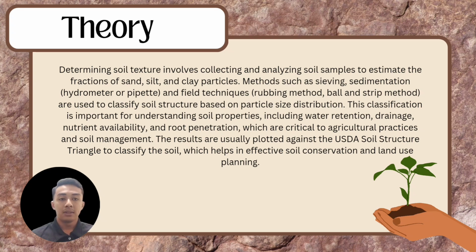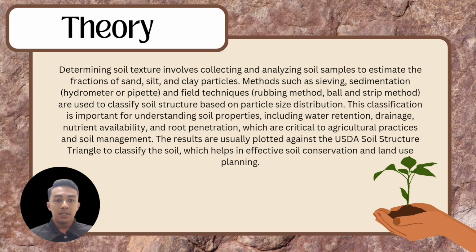The theory of basic requirement of analysis are: determining soil structure involves collecting and analyzing soil samples to estimate the fractions of sand, silt, and clay particles. Methods such as sieving, sedimentation, such as hydrometer or pipette, and field techniques such as the rubbing method and ball and strip method are used to classify soil structure based on the particle size distribution.